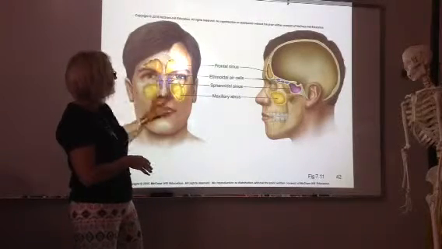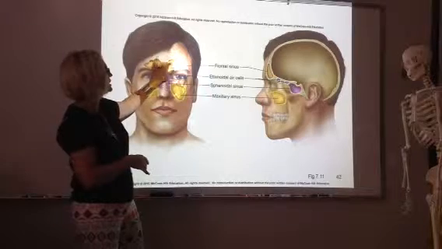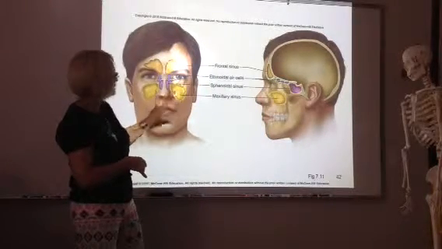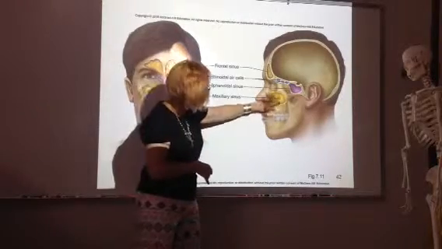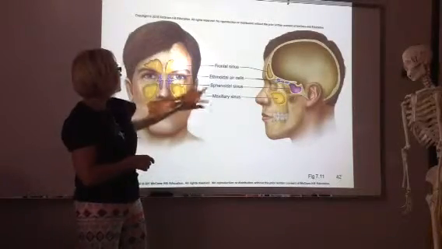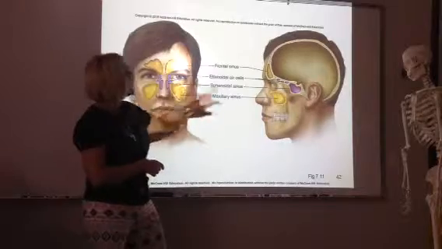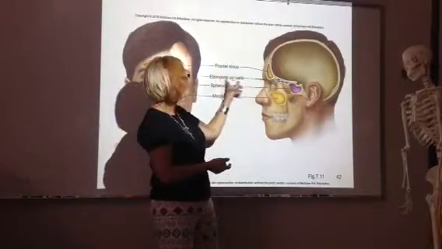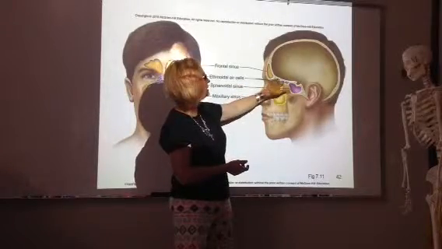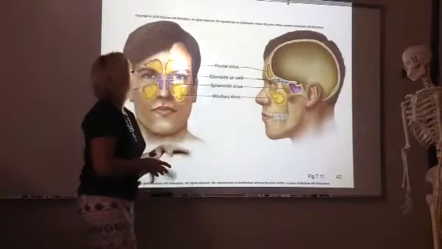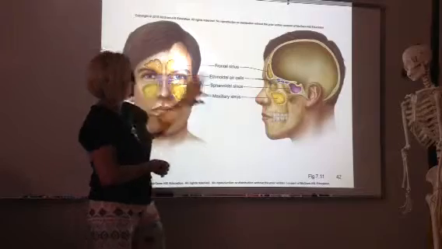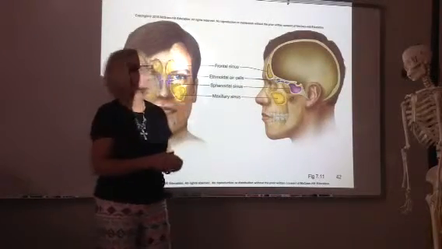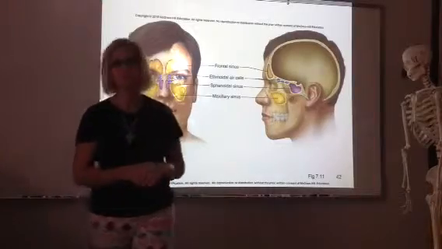In your face area, your frontal sinus sits behind your frontal bone. Maxillary sinus, this is your maxillary bone, so that's where the name comes from. Sphenoidal sits in the sphenoid bone. And ethmoidal sits in the ethmoid bone. So you can see that these sinuses are just open cavities within the bones of your skull.